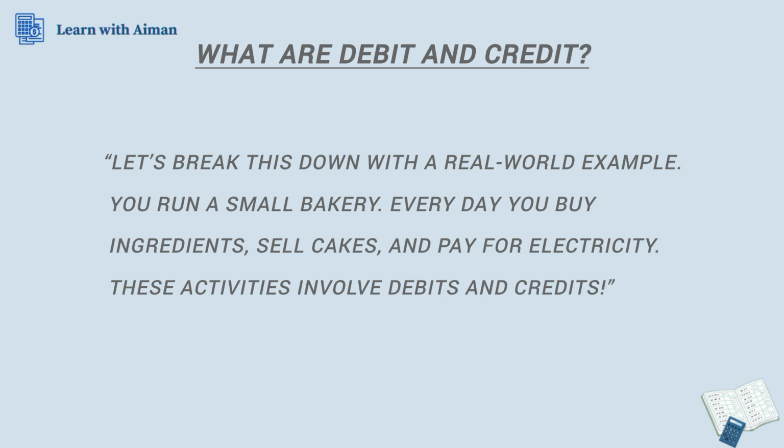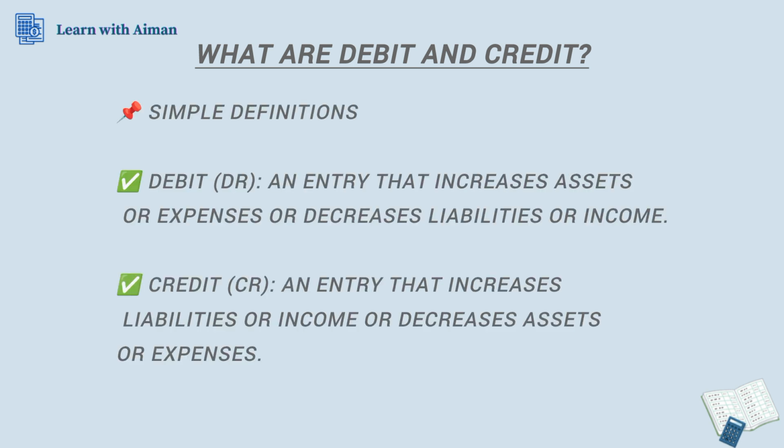What are debit and credit? Let's break this down with a real-world example. You run a small bakery. Every day you buy ingredients, sell cakes, and pay for electricity. These activities involve debit and credit. Simple definitions. Debit: an entry that increases assets or expenses or decreases liabilities or income. Credit: an entry that increases liabilities or income or decreases assets or expenses.